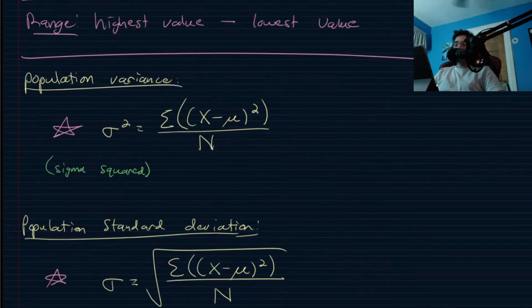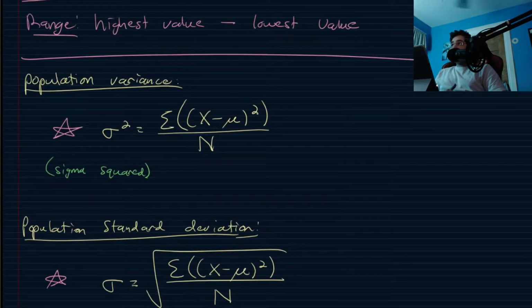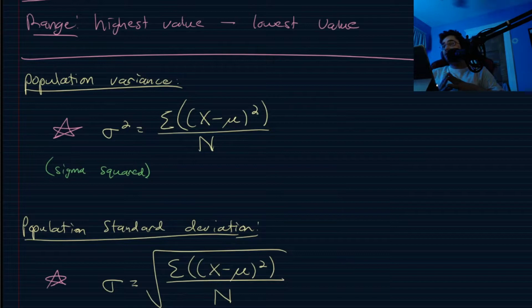So this is where we come up with what's called variance and standard deviation. Variance and standard deviation are the main measures of how spread out the data is. So a very high sigma means that the data is spread out a lot. A very low sigma means that the data is not spread out, aka clumped together, right?